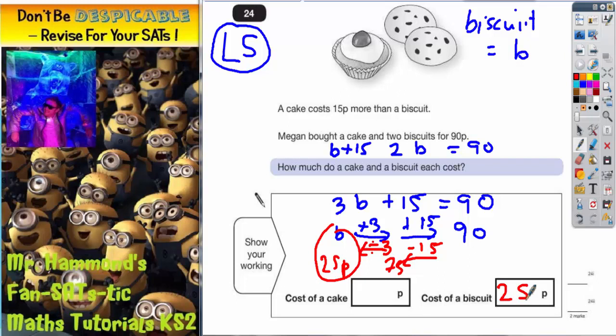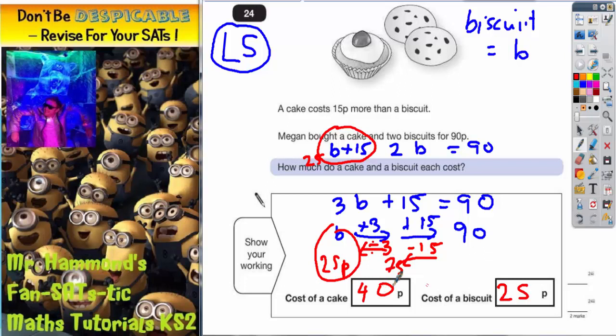Once we know the biscuit is 25p, the crucial bit is going back to this clue here. A cake is a biscuit plus 15p. So the biscuit's 25p plus an extra 15p, which is 40p. So the cost of a cake must be 40p.